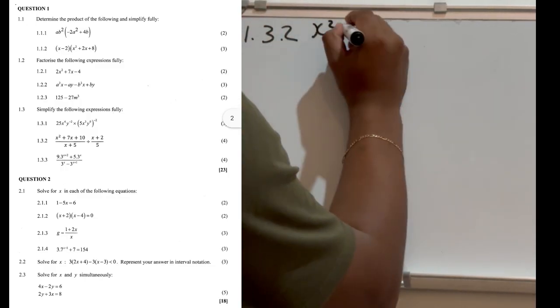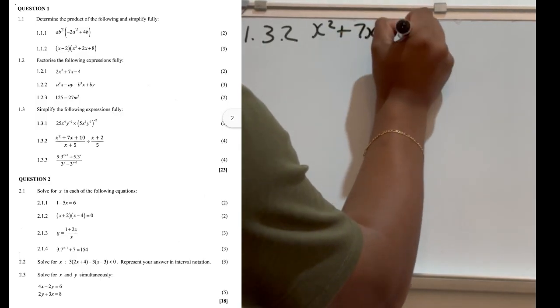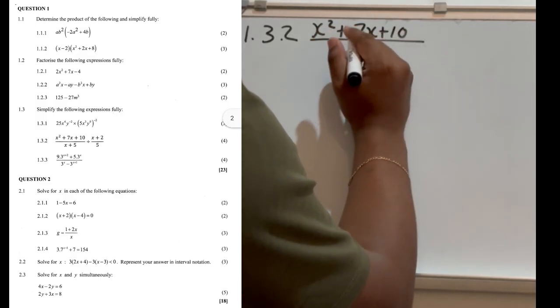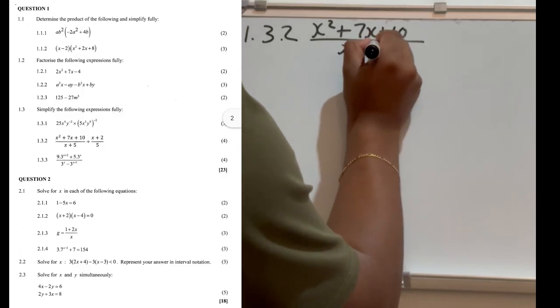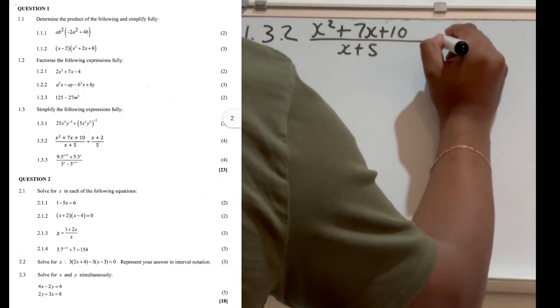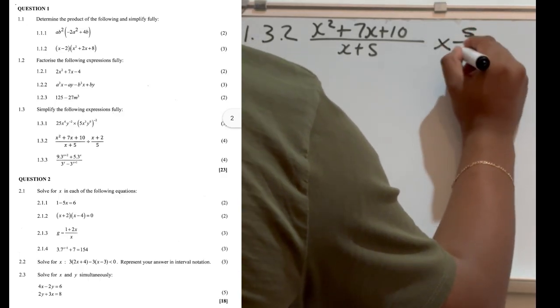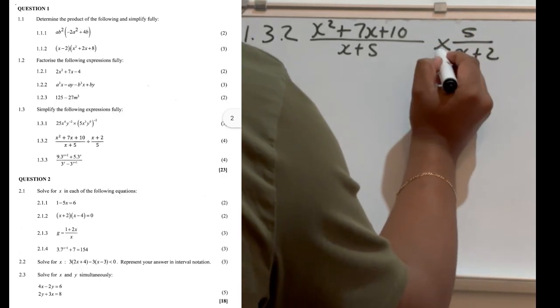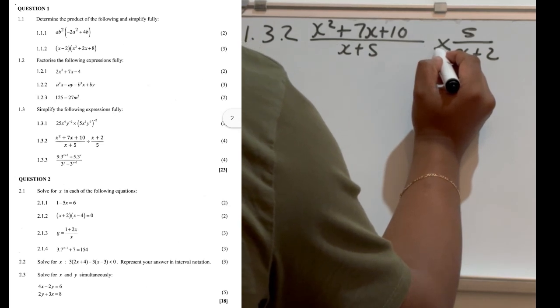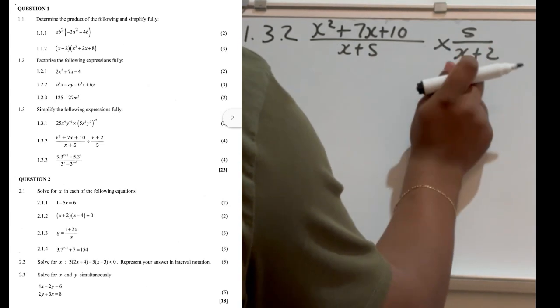X squared plus 7x plus 10 over x plus 5. So I'm already making this a multiplication and saying that is 5 over x plus 2, because you can see it was divided by x plus 2 over 5, but I just made it a multiplication and flipped the fraction at the back.